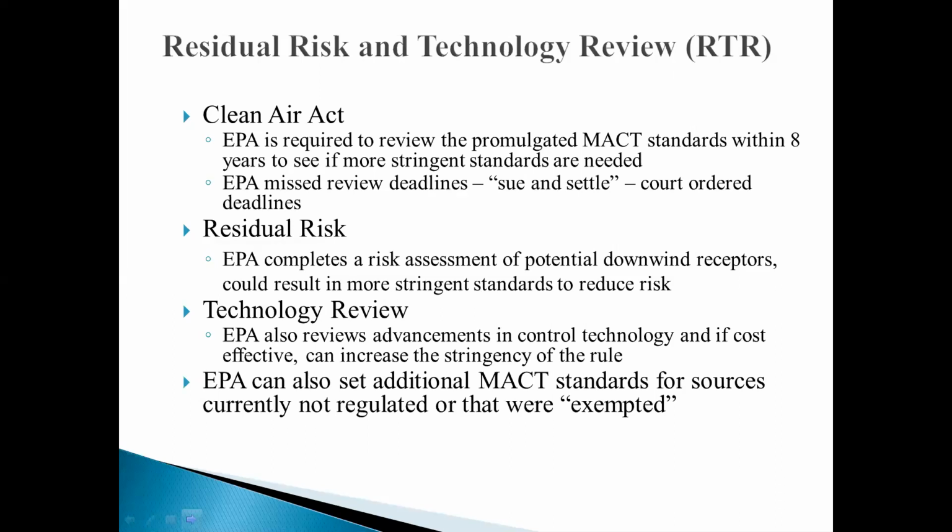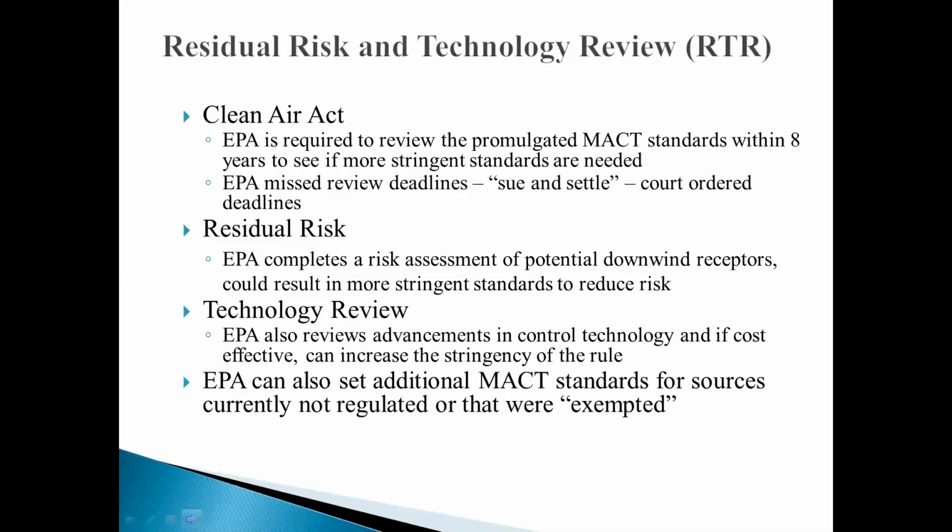If EPA can do the risk assessment and quantify that indeed there is substantial risk, then EPA could make the standards more stringent just based on residual risk. The second step is something called technology review. And that's where EPA will look and see if there's any advancements in control technology.